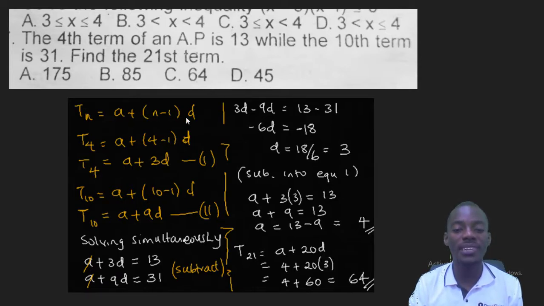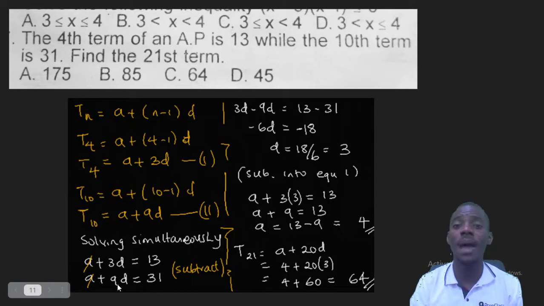And the question says that it is 13. So it will become a plus 3d equals 13. That's the first equation. Now the 10th term: the general formula is a plus (n minus 1)d. For the 10th term, it becomes a plus (10 minus 1)d, which is a plus 9d.